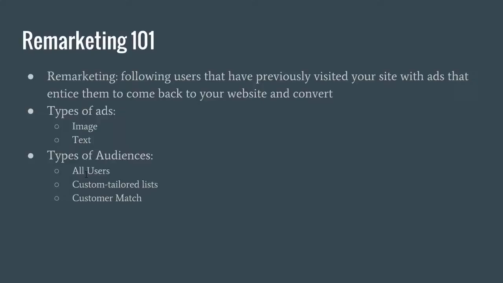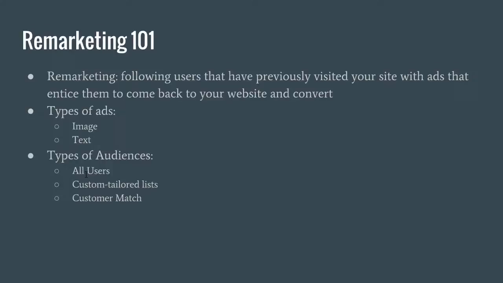So the second option that I have on this list is custom tailored lists. What you can do is, within Analytics and even AdWords, you can set up lists to only advertise to users who have had some sort of specific behavior on your website. One of the ones that we've used a lot in the past is people that have spent a certain amount of time on the site.